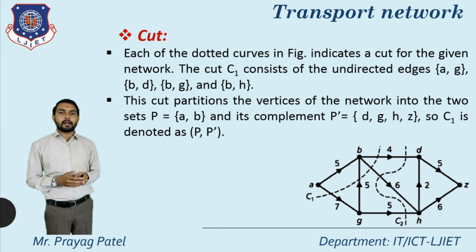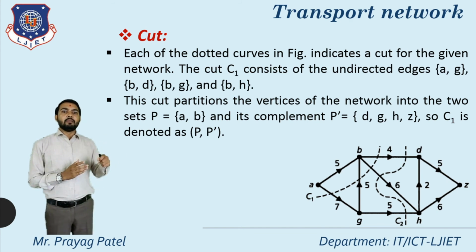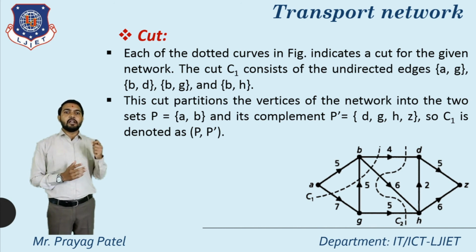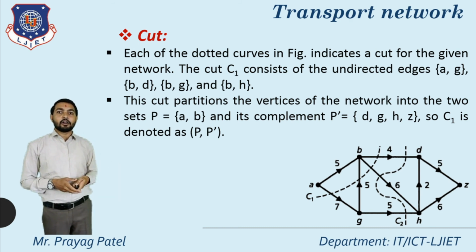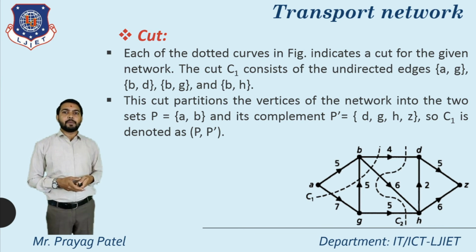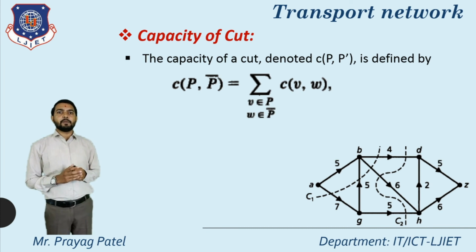Now, what are the two parts? The first part is A and B. So nodes A and B are considered as a set P, and the other set is P dash, containing the remaining four elements G, D, H and Z. So C1 is denoted by P, P dash or P bar. This is considered as a cut represented by P, P dash.